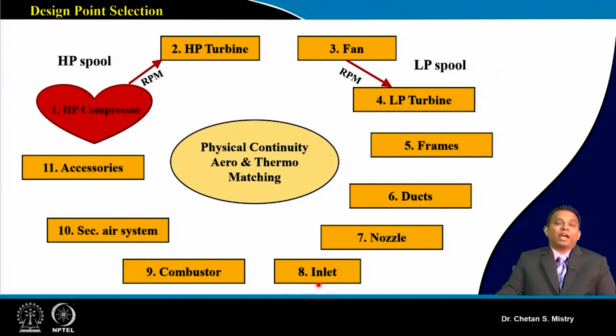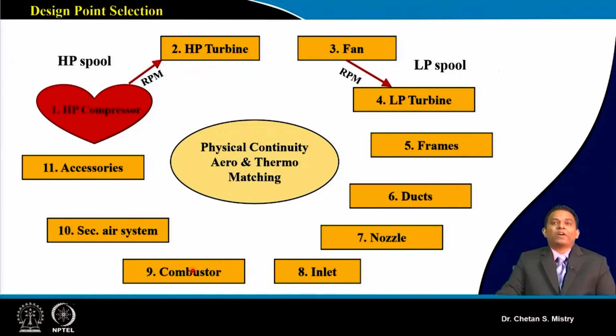Next component is the inlet. At the entry of the fan, or of the LP compressor, we want the Mach number to be in the range of 0.4 to 0.6. If the flight is supersonic, then the intake needs to be designed in such a way that at the entry of my compressor I receive a Mach number roughly in the range of 0.4 to 0.6.